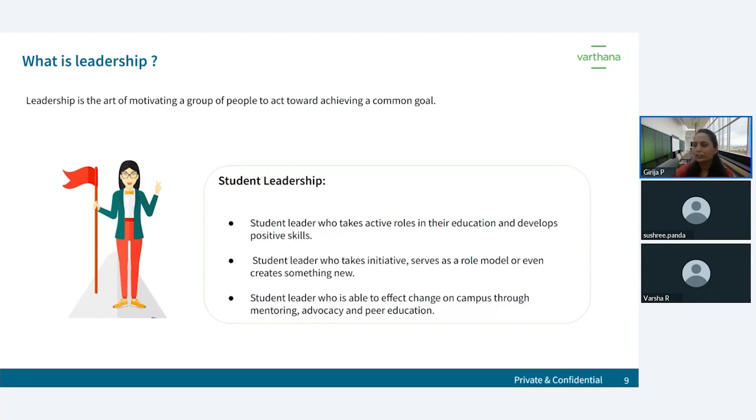So now I would like to know from all of you, what do you think are the characteristics of a good leader? And for that, I'm again releasing a poll.